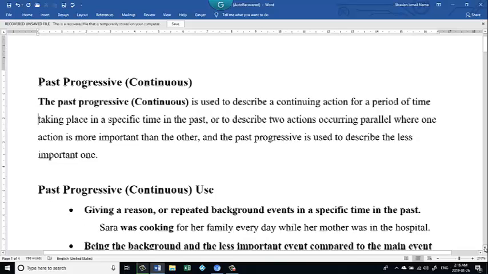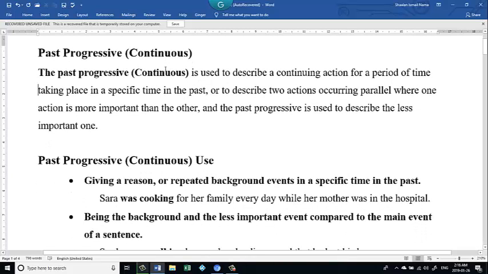Today our lesson will be past progressive, sometimes we say continuous. The past progressive or continuous is used to describe a continuing action for a period of time taking place at a specific time in the past, or to describe two actions occurring in parallel where one action is more important than the other. And the past progressive is used to describe the less important one.